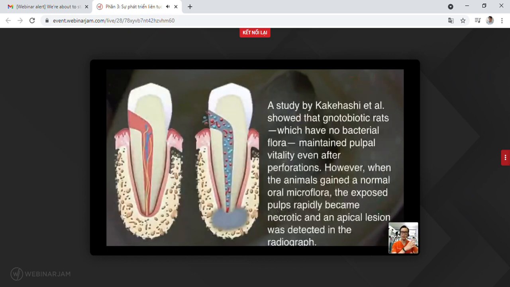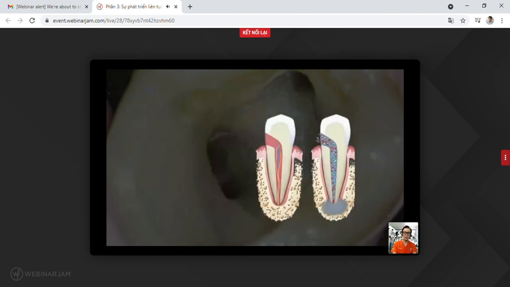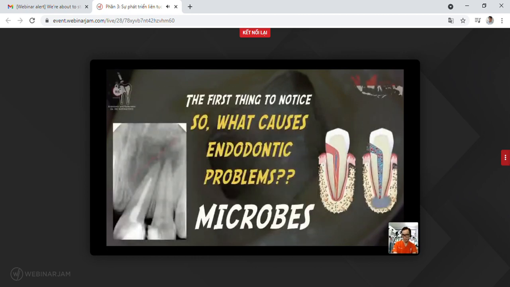the subjects with bacteria had pulpitis that leads to necrosis. But in the subjects without any bacteria at all, the pulp was still vital, and stayed in pulpitis, not irreversible pulpitis. So the main cause of endodontic problem is bacteria or microbes.